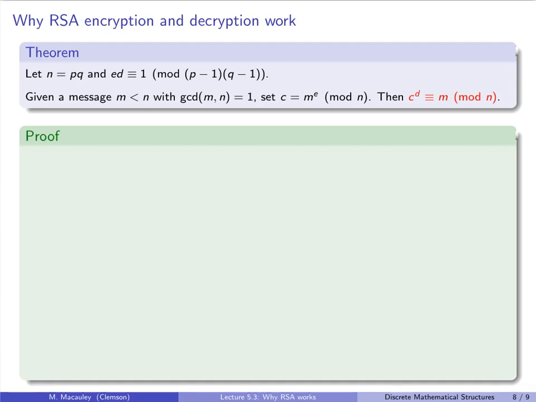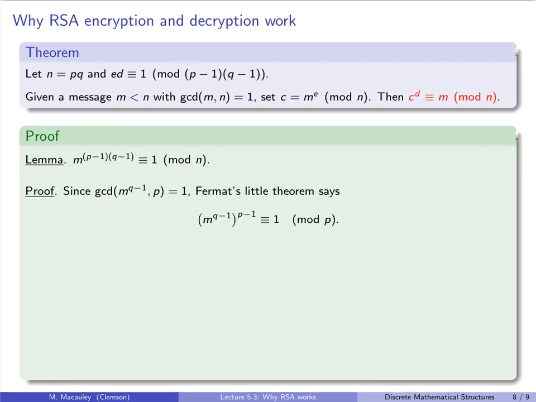Let's prove this. First, we need a technical lemma. Specifically, we'll show that m to the (p minus 1)(q minus 1) is equivalent to 1 mod n. Let's not worry too much about how we're going to use this. Let's just focus on proving it first.